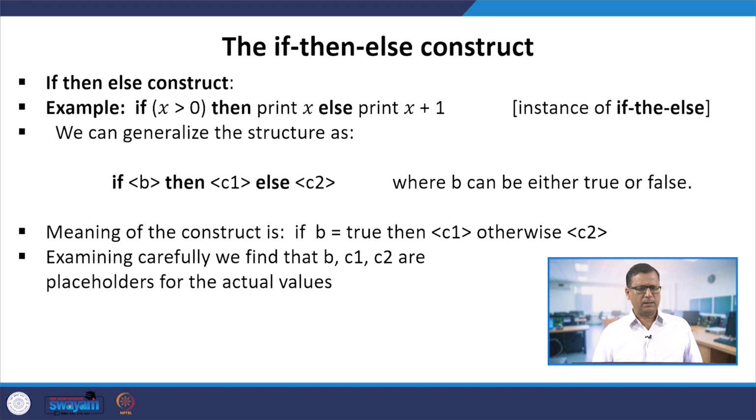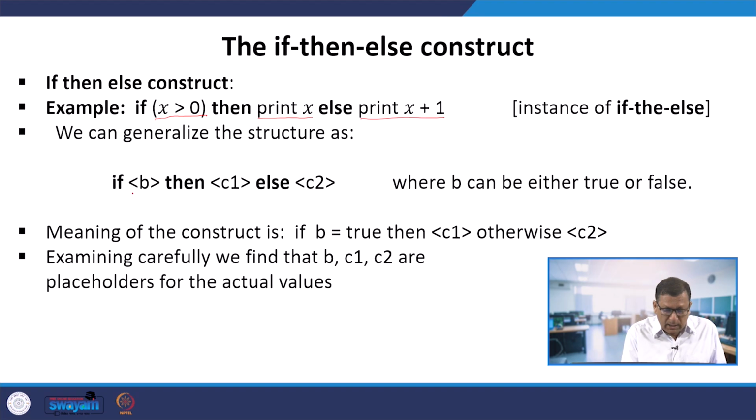So the if then else construct, all of us are acquainted with it. We take an instance of the if then else construct. Say for example we write that if x greater than 0, then we are going to print x, else we are going to print x plus 1. So this means that if the value of x is greater than 0, the value of x will be printed. Otherwise, that means if the value of x is less than or equal to 0, it will print x plus 1. Now this instance we can generalize as if b, then c1, else c2.